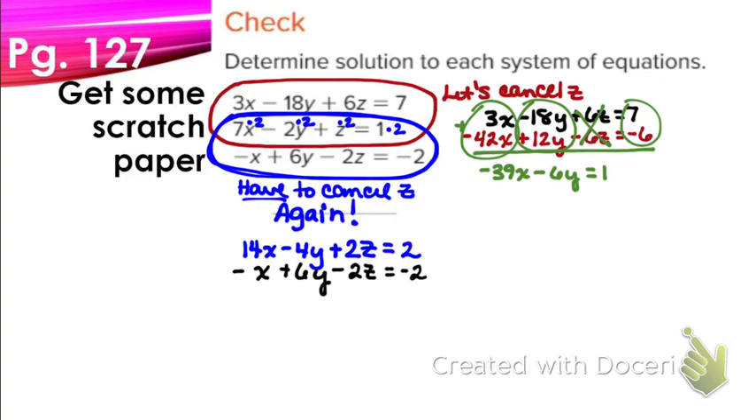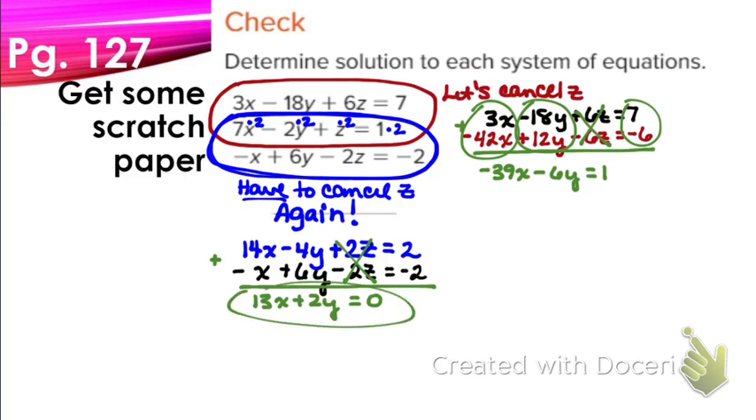So far, so good? So that's how I got 14x, negative 4y, 2z, and 2. What happens when I add these two together? I get 13x plus 2y. Z's cancel, and it equals 0, right?